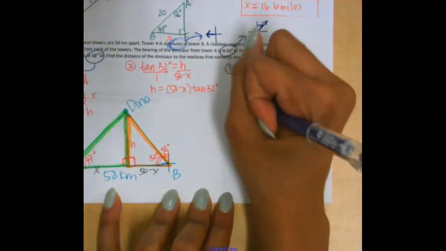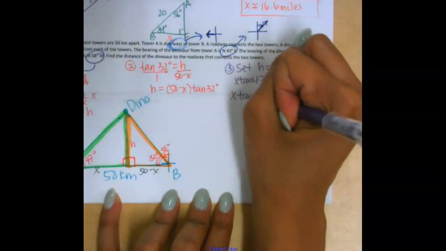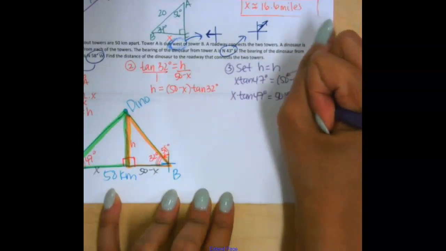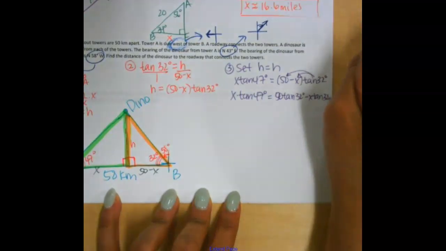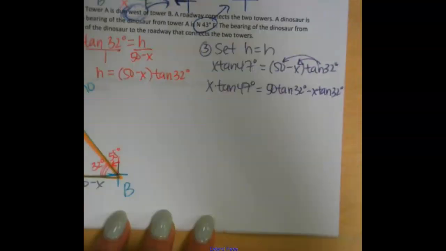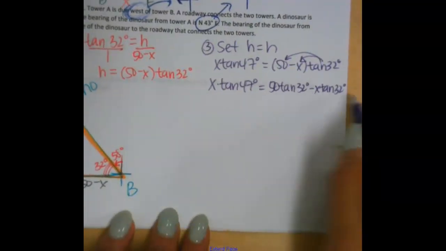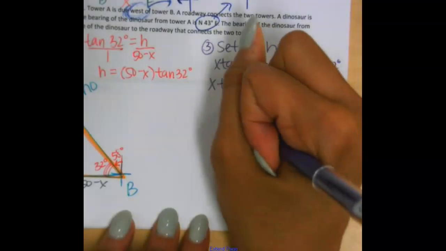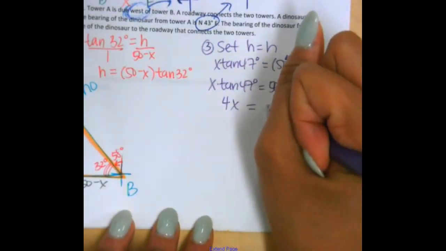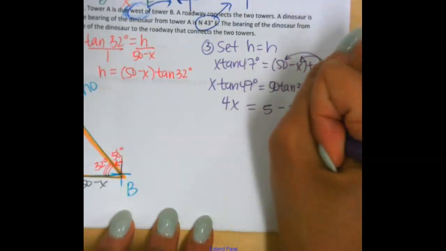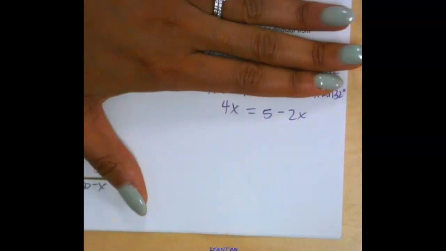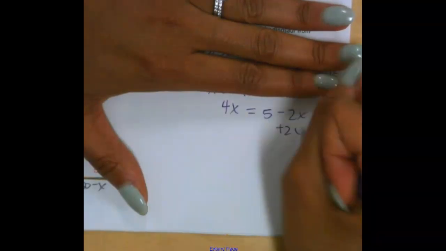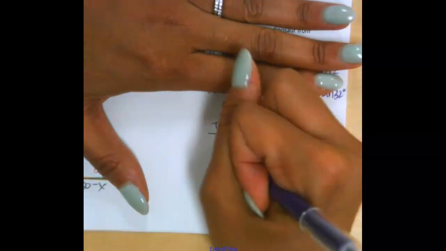You can do that. x times tangent of 47 degrees equals 50 tangent of 32 degrees minus x tangent of 32 degrees. Made it fit. And then from here, this is an ugly version of this problem, and it's a little more fun than that problem that I'm about to write. 5 minus 2x, we'll write it like that. Ignore this part at the top. How would I solve this? Move the x's. This will give me 6x equals 5.